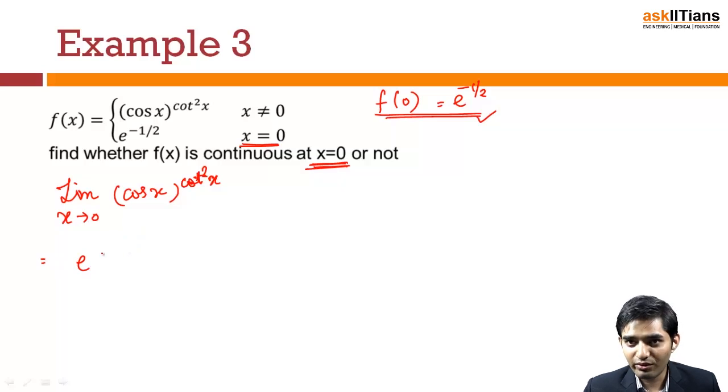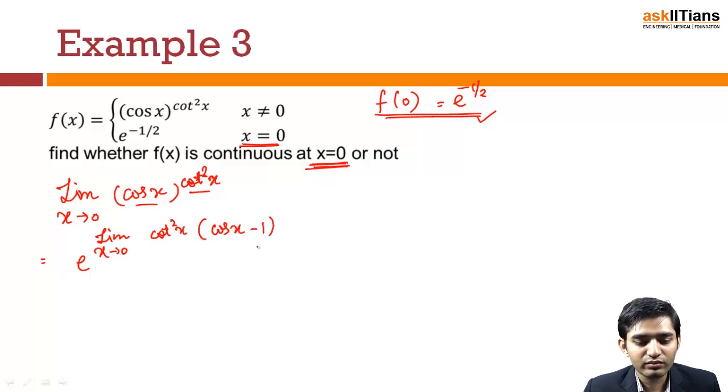For this you will have to revise a little bit of concepts about limits. So this goes like e to the power limit x tending to 0, if this function is f(x) power g(x), then we have g(x), which is cot square x, into cos x minus 1. This is the standard way of solving 1 to the power infinity form. You should revise a little bit about this from limits. So this will be e to the power limit, and how will I solve this? Cot square is nothing but 1 by tan square x, and this is cos x minus 1.